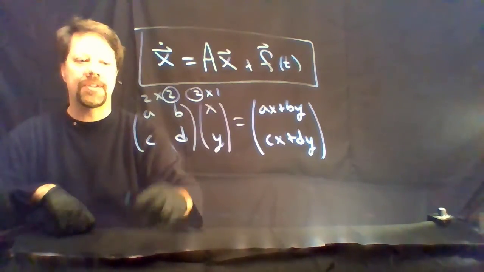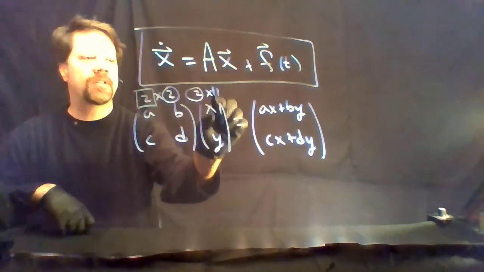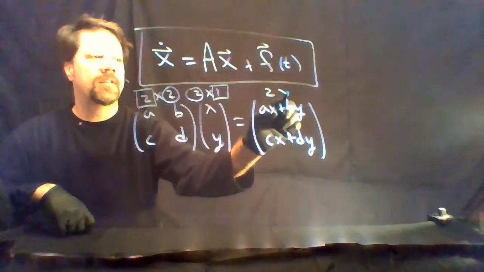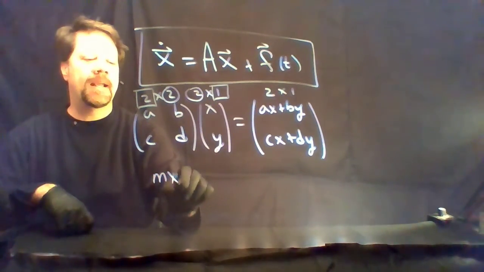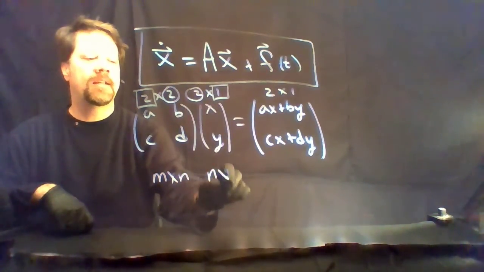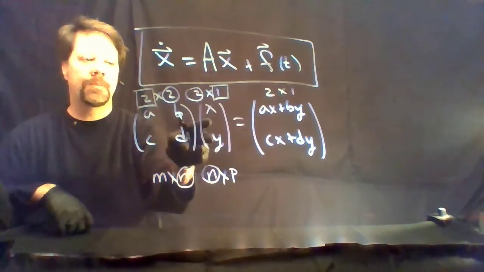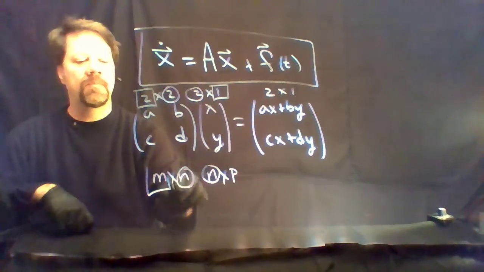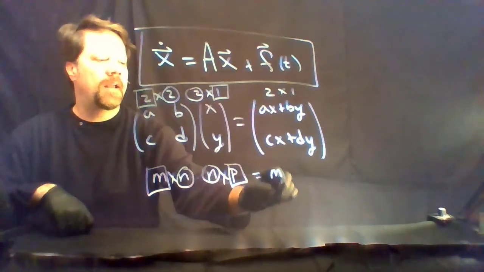This generalizes to the arbitrary case. You always get a matrix of this size, 2 by 1. So if I multiply an m by n matrix times an n by p matrix, because these match, the product will be defined, and the product will be of order m by p.